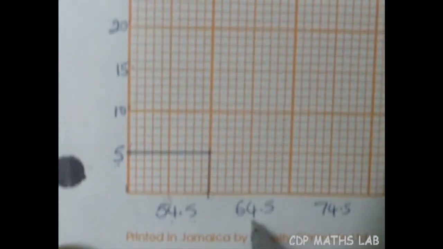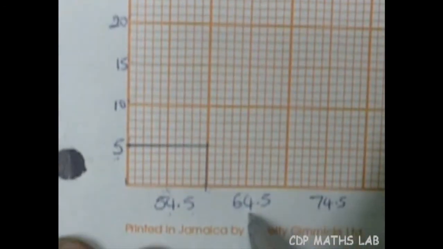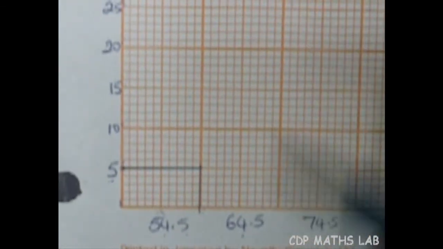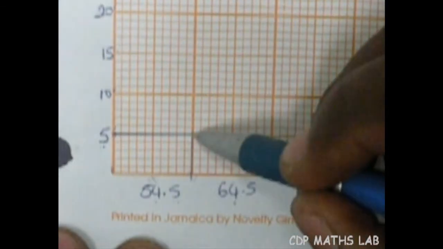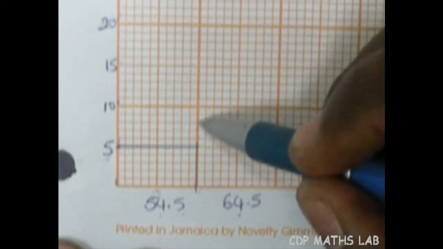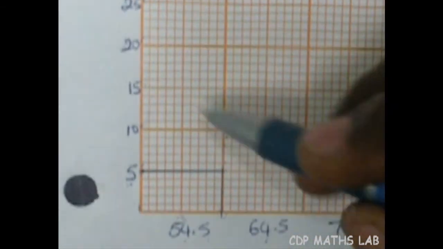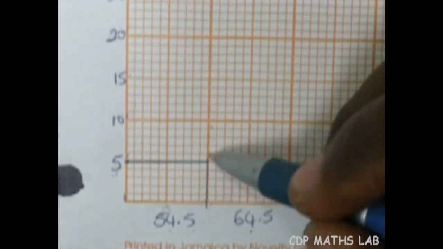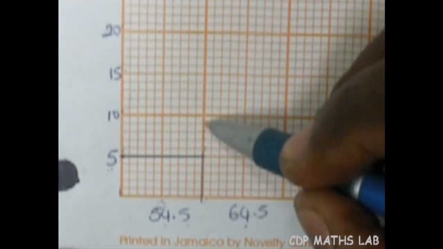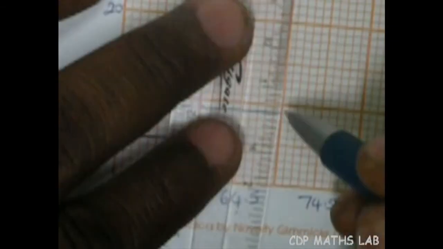Now for 64.5, which is the midpoint for class 60 to 69, then that would be 9. So I count from 5, 6, 7, 8, 9. So each line is 1. So 5 is there, 6, 7, 8, 9. Then draw from that line all the way cross, and then down.